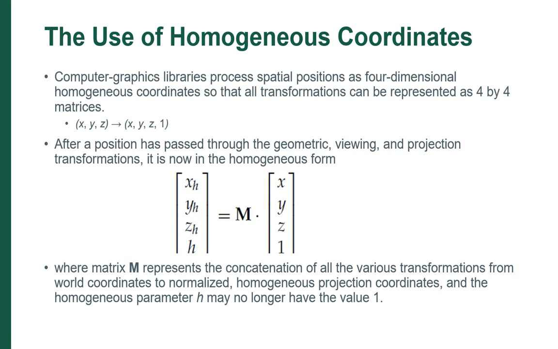Here, why do we use homogeneous coordinates? As I referred to previously, we are not using 3D coordinates, we are using 4D. Computer graphics libraries process spatial positions as four-dimensional homogeneous coordinates, so that the transformations can be represented as 4x4 matrices, as shown here. After a position has passed through the geometric viewing and projection transformations, it is in homogeneous form. Here you can see this is the homogeneous form, and it is obtained from M. M represents the concatenation of all the various transformations from the world coordinates to the normalized homogeneous projection coordinates, and the homogeneous parameter h may no longer have the value 1.